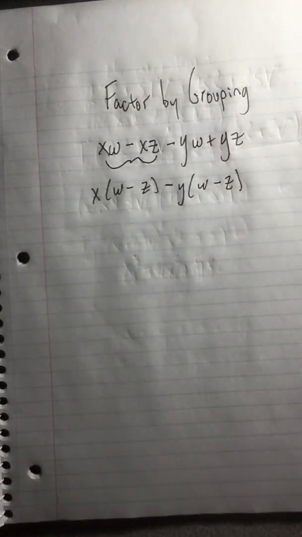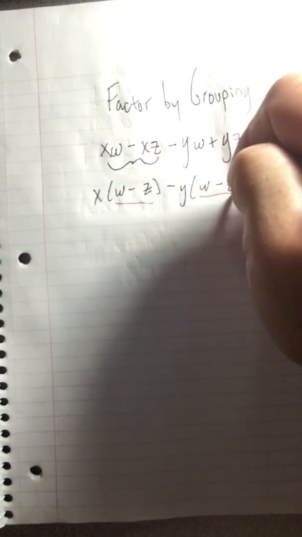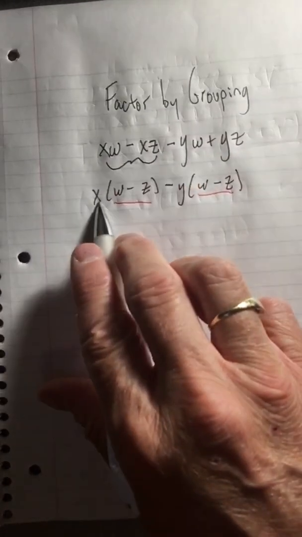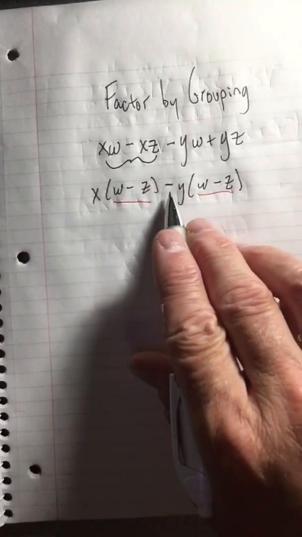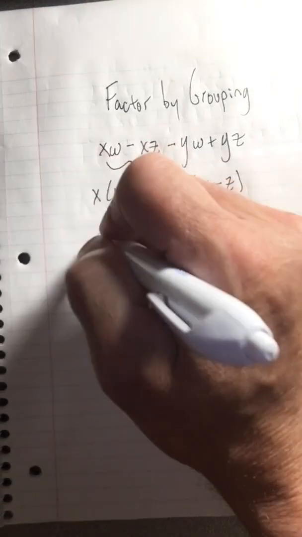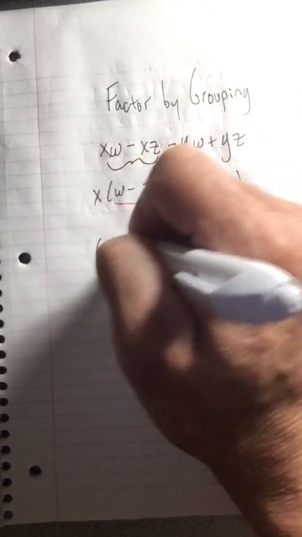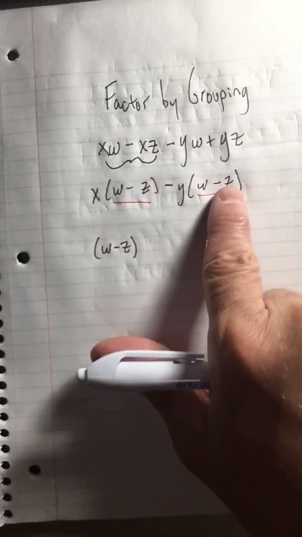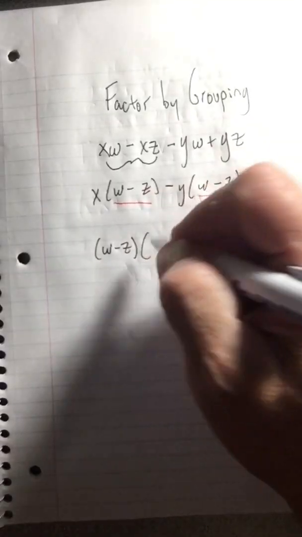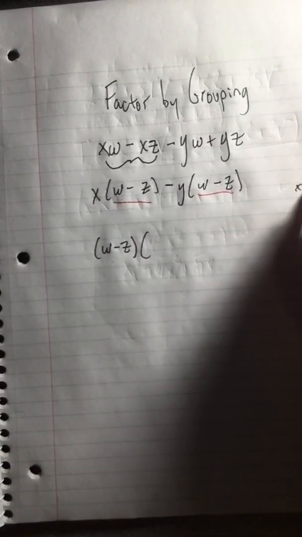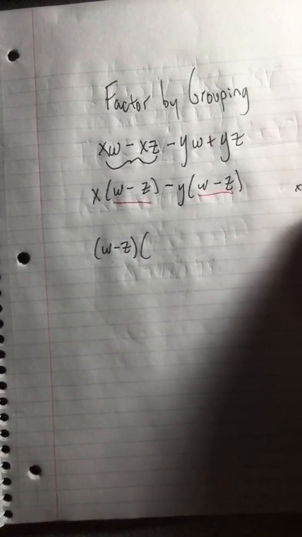Now I see a common factor again. Just like on either side of this minus, I had a common factor of x, so I factored out an x. On either side of this minus, I have a common factor of a binomial. I know that's different, but it's the same concept. So on either side of the minus, I have a common factor of w minus z, so I factor it out. When I divide this into that term, let's kind of do it over here. Hopefully you can still see that on camera.